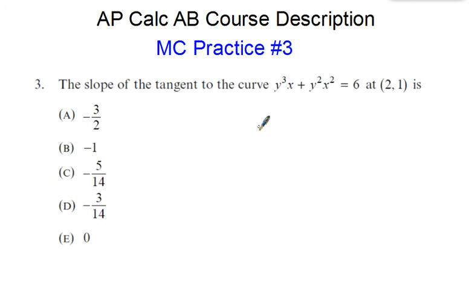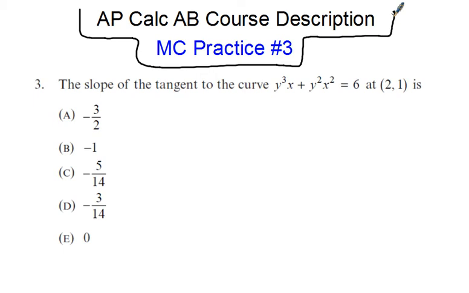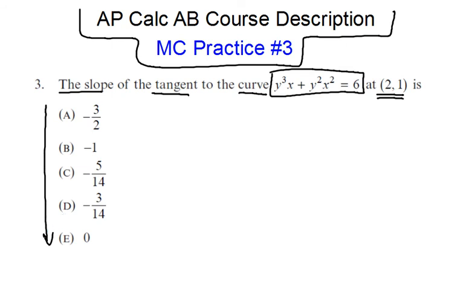Hi there. In this video, we'll look at multiple choice problem 3 from the AP course description. In this problem, we need to find the slope of the tangent to the curve that's defined by this equation, and we want the slope specifically at this point, and one of these answer choices apparently is correct.